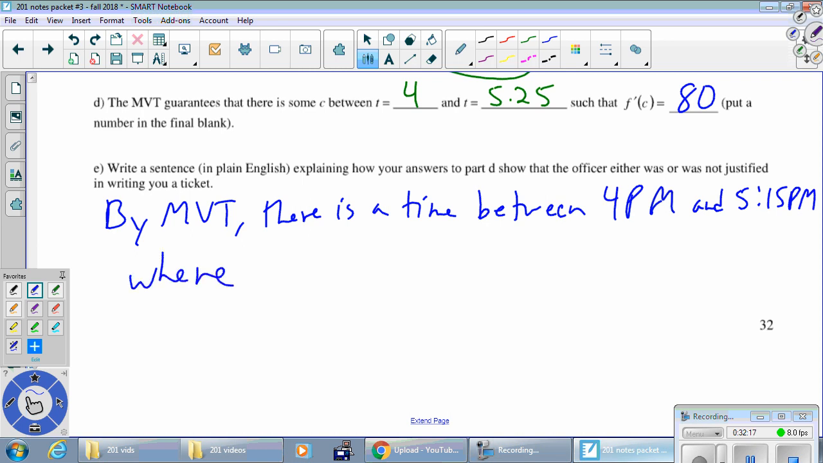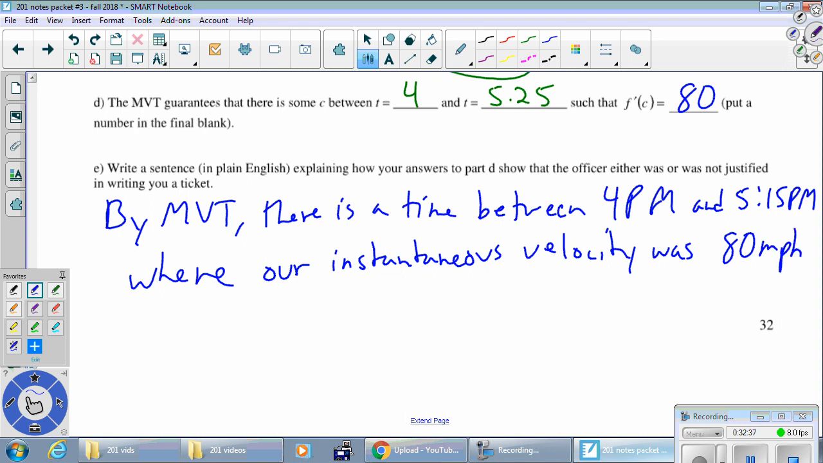remember, f prime of c is the instantaneous rate of change. And the instantaneous rate of change is our velocity, or our speed. Our instantaneous velocity was exactly equal to the slope of the secant line, which was 80 miles per hour. So sometime between 4 and 5:15, sometime between those two toll booths, for sure, we were going 80 miles per hour. And I don't know of any highways here in the US where the speed limit is as high as 80 miles per hour. So I think we are guilty.